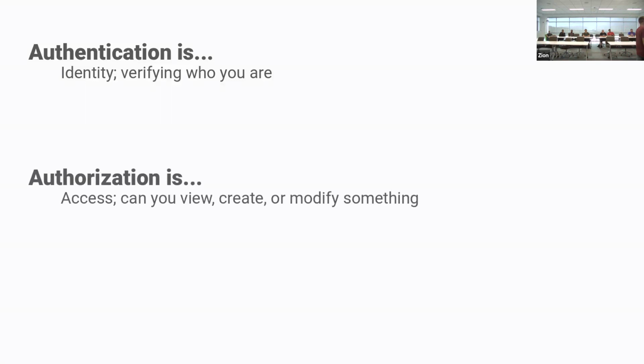So what about authorization? Well, authorization is the second portion of this, and it's actually the one that is more useful, but it does depend on authentication. And this is giving yourself access, or the system giving you access to retrieve information or upload information.